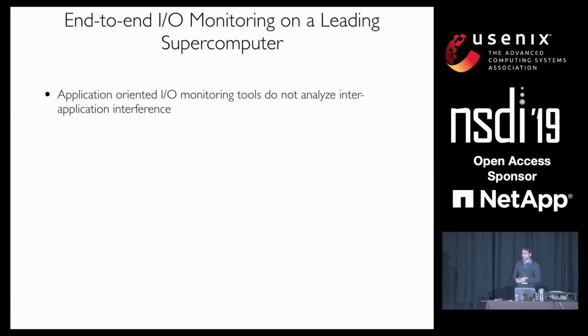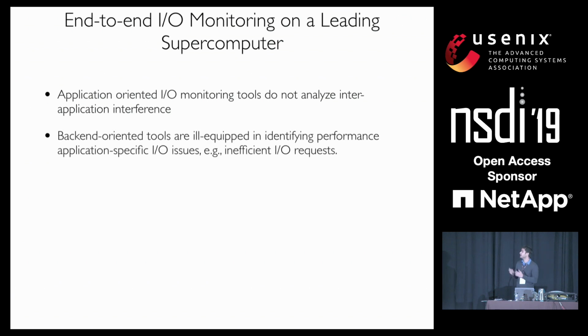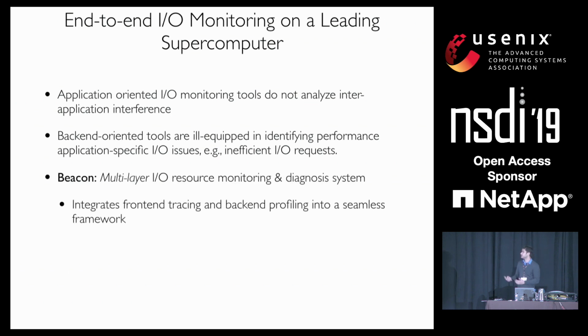And this essentially bridges the gap between application-oriented I/O monitoring tools, which essentially do not take into account inter-application interactions. And on the other hand, you have back-end-oriented tools which are essentially ill-equipped to perform analyses at the application layer, such as detecting inefficient I/O requests at the application layer. And their solution, which is called Beacon, is to essentially combine both front-end tracing tools and back-end profiling tools into a single multi-layer system that is capable of doing I/O resource monitoring and diagnosis.